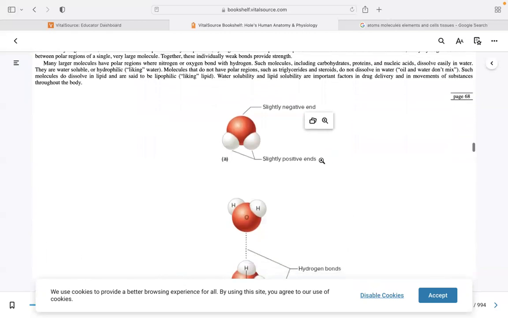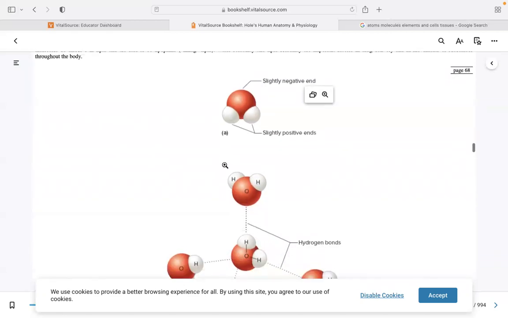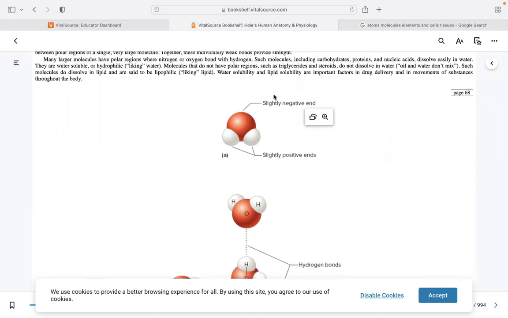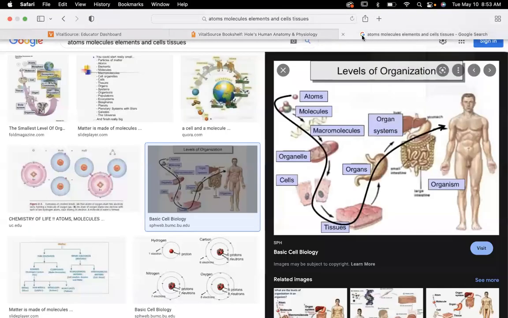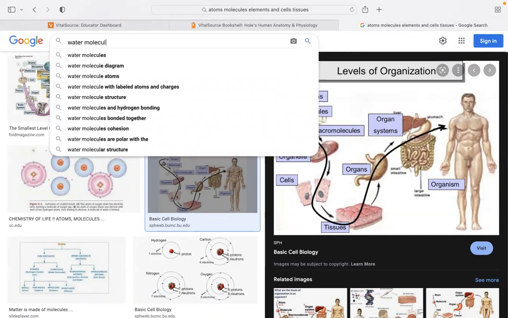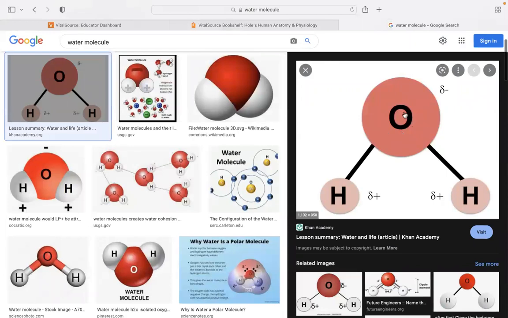Okay. Now, the polar covalent example of water gives water very interesting properties. It gives the oxygen a slightly negative side, and it gives the hydrogen side of water a slightly positive side. And you'll see that by this symbol called delta. Let me show you what that looks like. If you look at the typical water molecule, the oxygen has a partial negative charge and the hydrogen part of water has a partial positive charge.